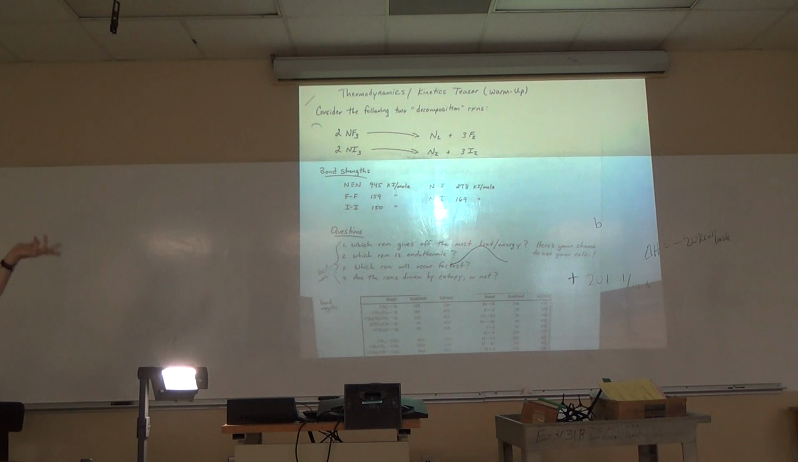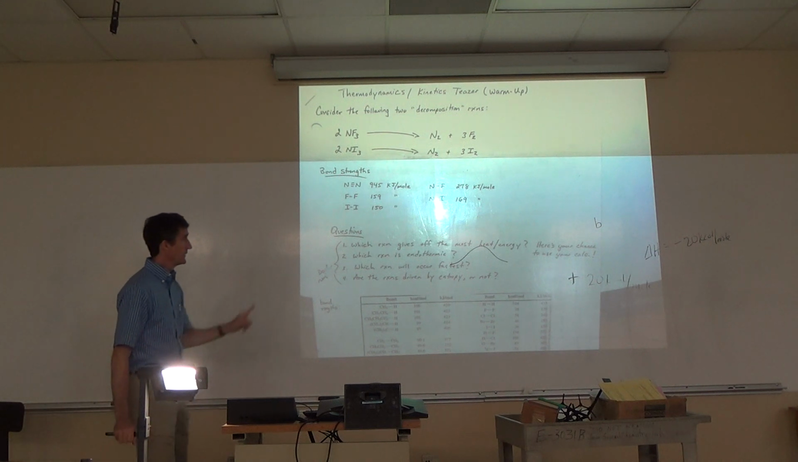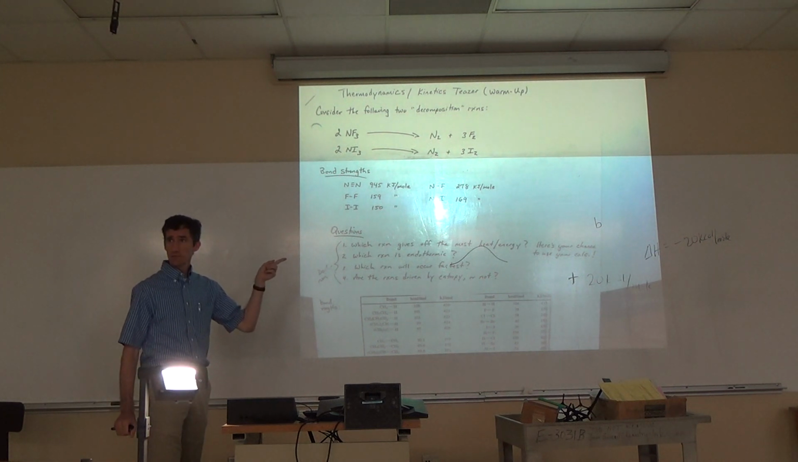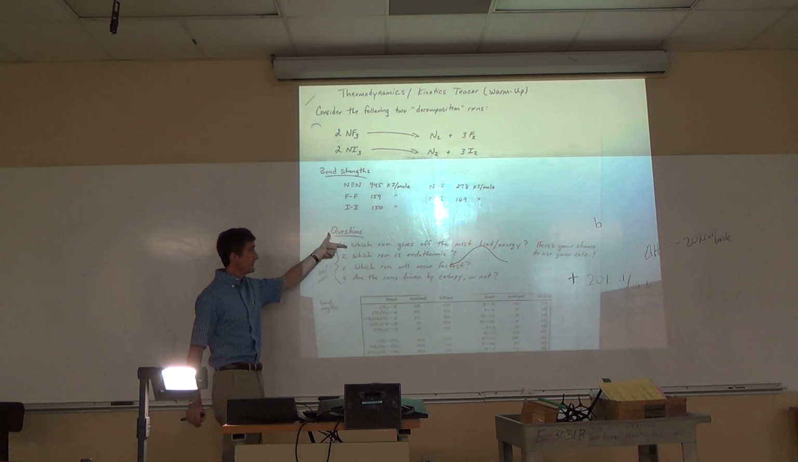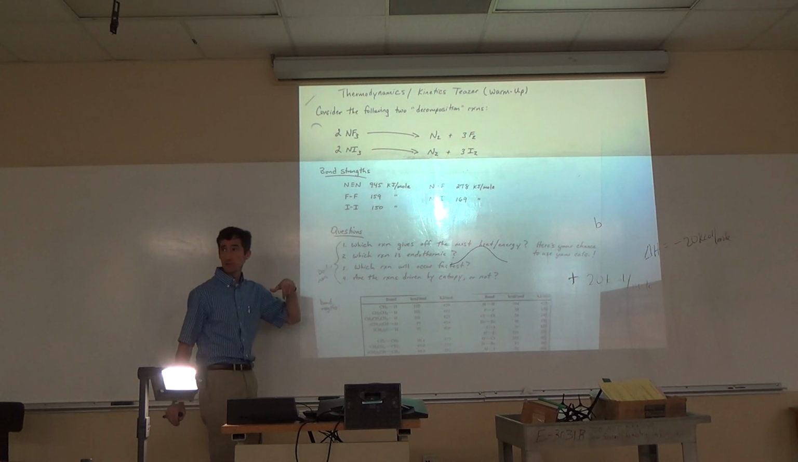Well, that comes from number one. Looking at your answer for number one and just saying which one's endothermic. The one that's endothermic would have a positive delta H. You calculate delta H here, we'll look and see which one's positive. Which will be fastest? Activation energy.